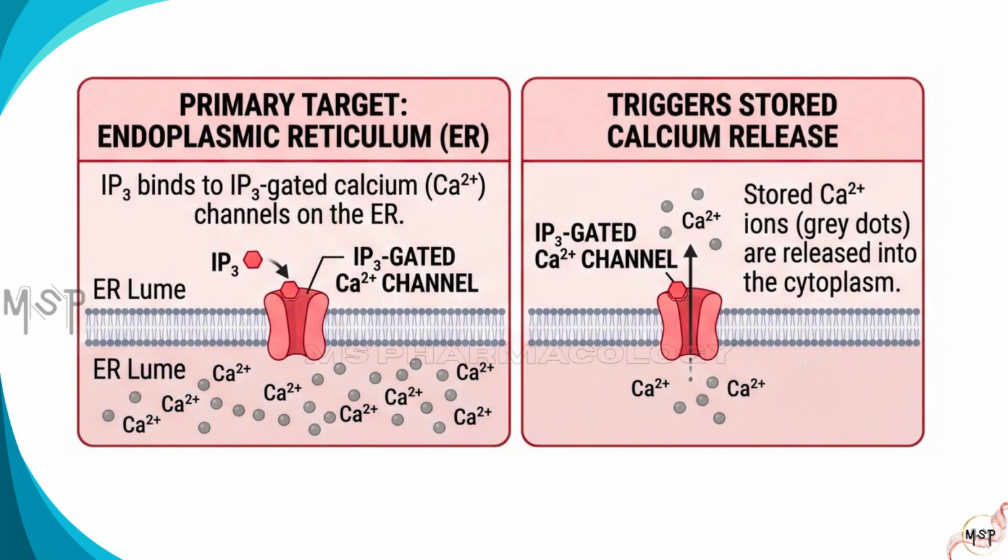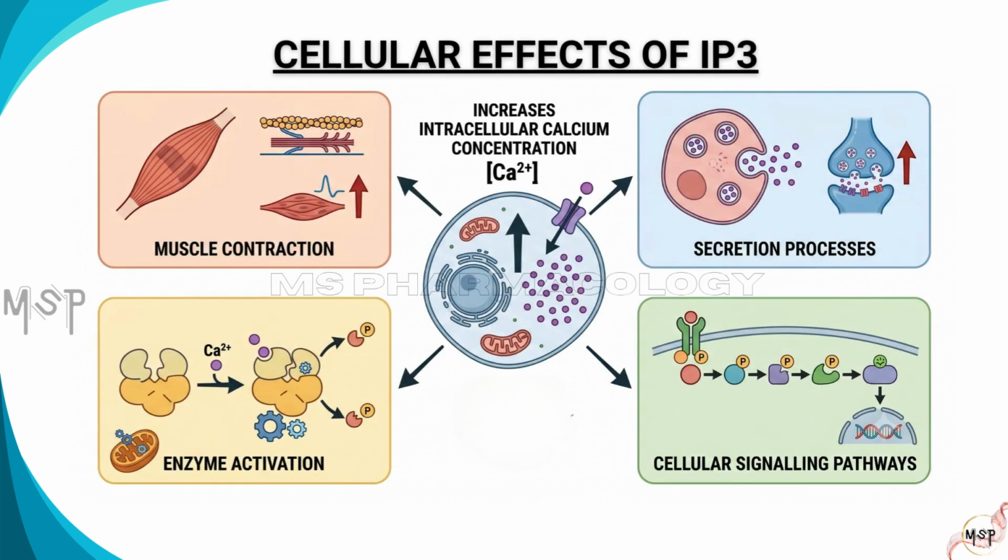IP3 binds to IP3-gated calcium channels on the endoplasmic reticulum, triggering the release of stored calcium into the cytoplasm. IP3 increases intracellular calcium concentration, which regulates muscle contraction, secretion processes, enzyme activation, and cellular signaling pathways. IP3 functions primarily as a calcium-releasing messenger. IP3 does not directly cause cellular effects. Its role is to release calcium, which acts as the main downstream signaling molecule.